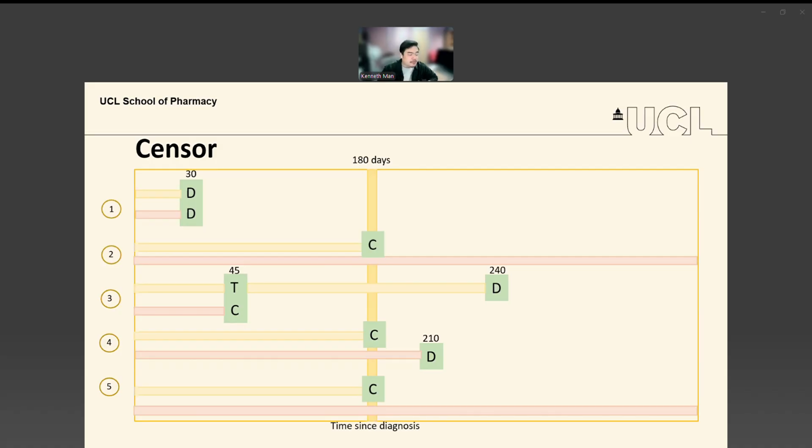For patient number 3, this particular individual received the treatment at day 45 and died on day 240.